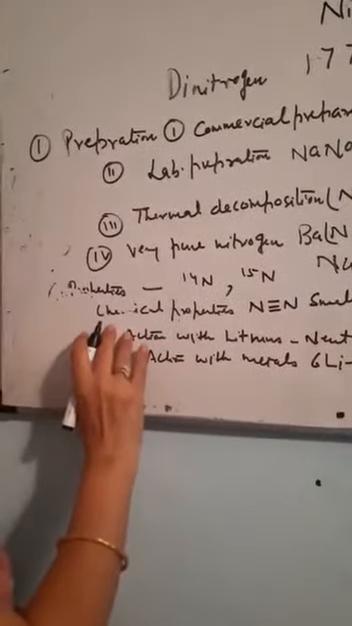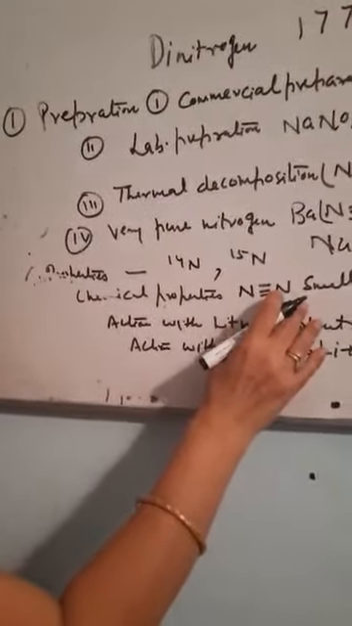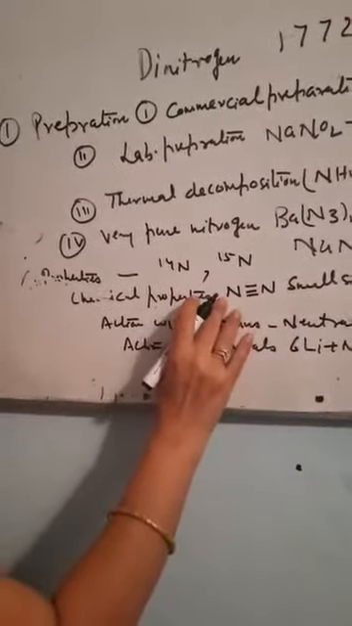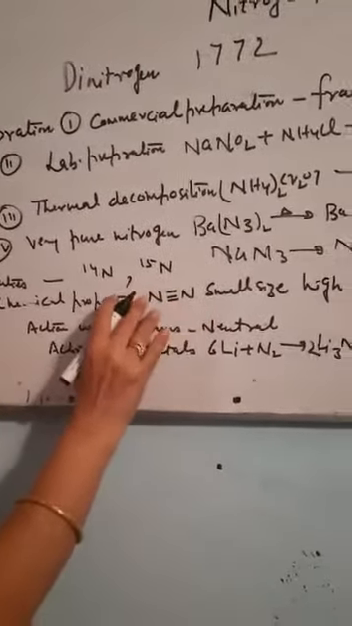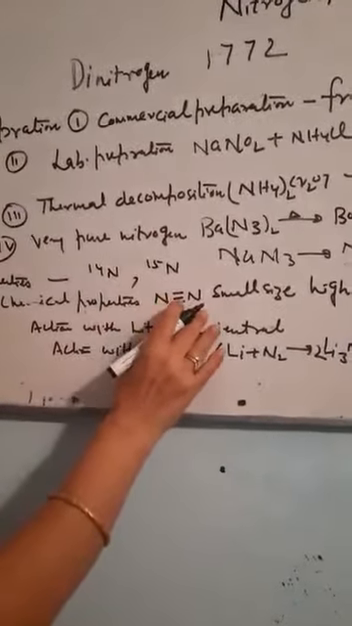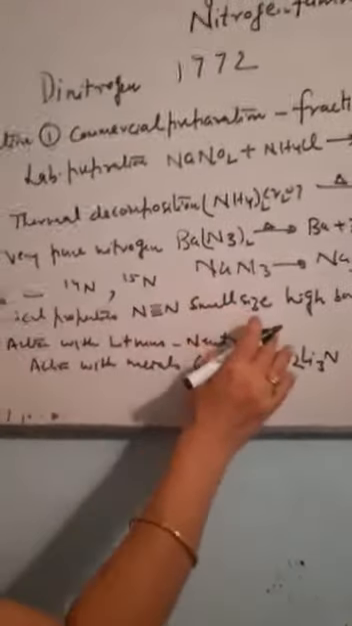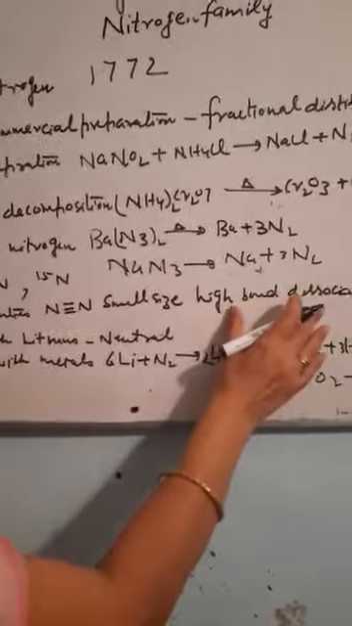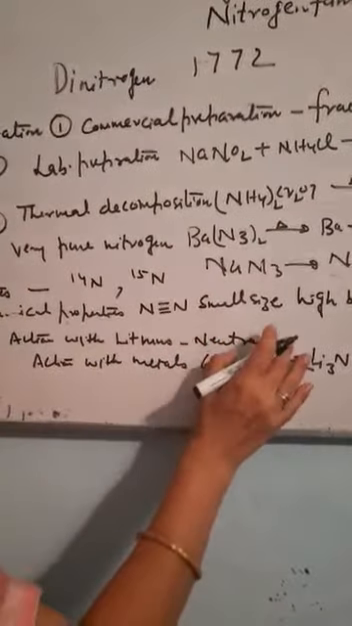The chemical properties depend upon the nitrogen-nitrogen triple bond. It is very less reactive at room temperature. It is used for the production of inert atmosphere. Its low reactivity is due to small size and high bond dissociation enthalpy. It does not react with litmus and is neutral in nature.